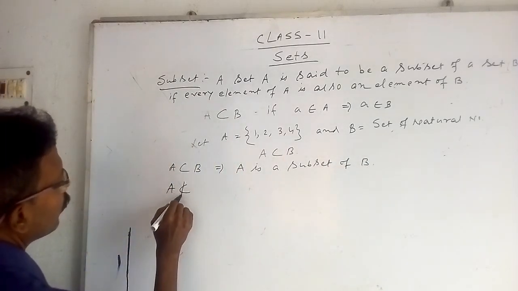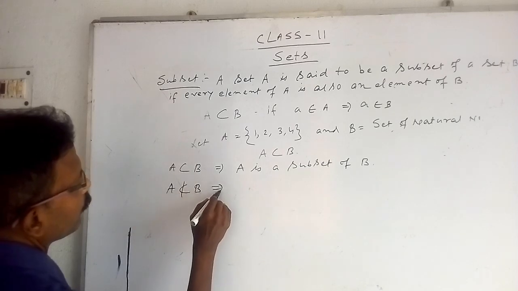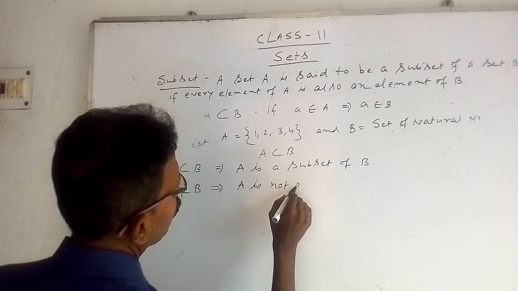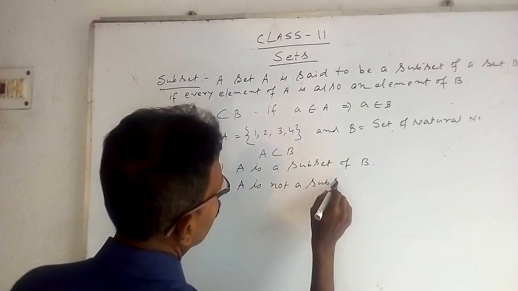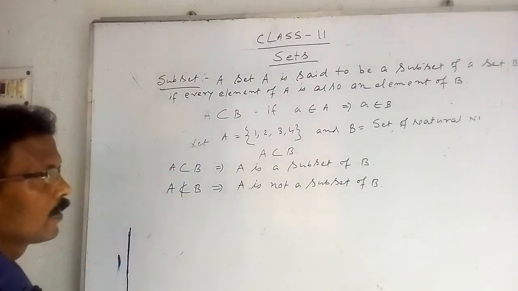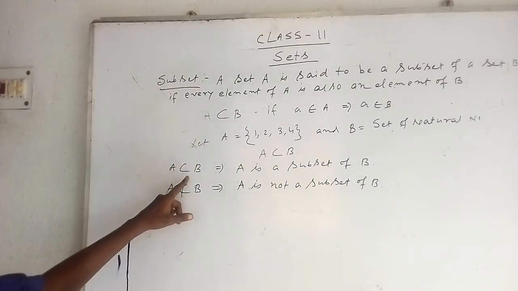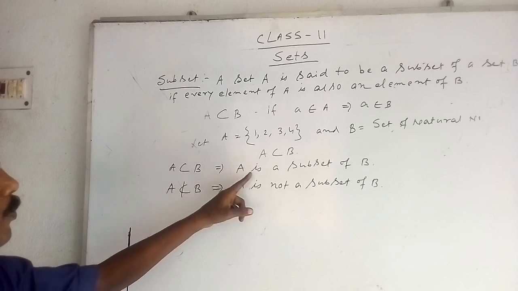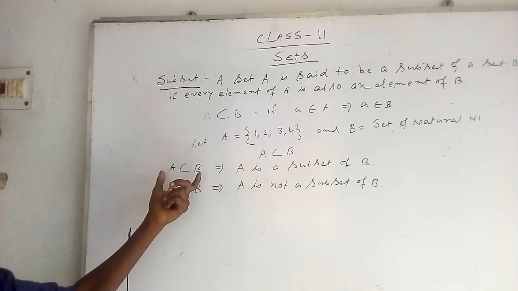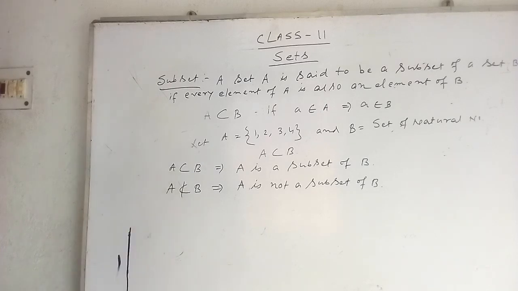A is not a subset of B. Okay. Actually, these two signs, A is a subset of B and A is not a subset of B, the recognition of these two signs.